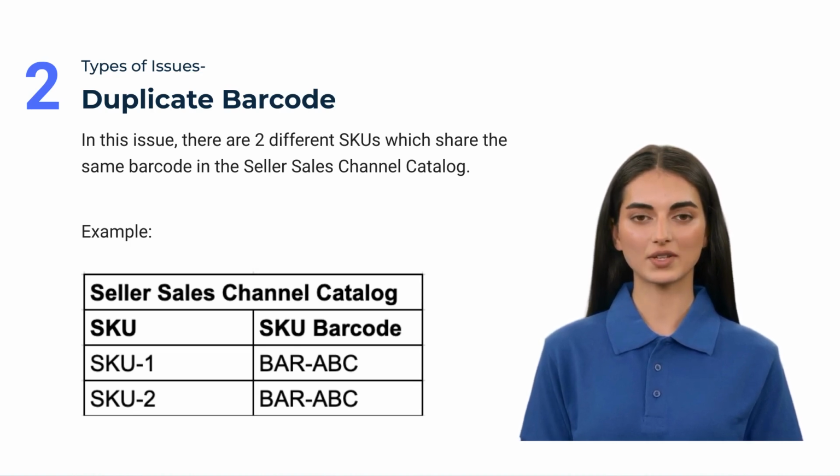There are SKU 1 and SKU 2 present in the seller master catalog, with the barcode of SKU 1 as bar ABC and the barcode of SKU 2 as bar def. But on the seller sales channel catalog, the barcode of SKU 1 and SKU 2 is the same, that is bar ABC, hence they cannot be synced with the master catalog.